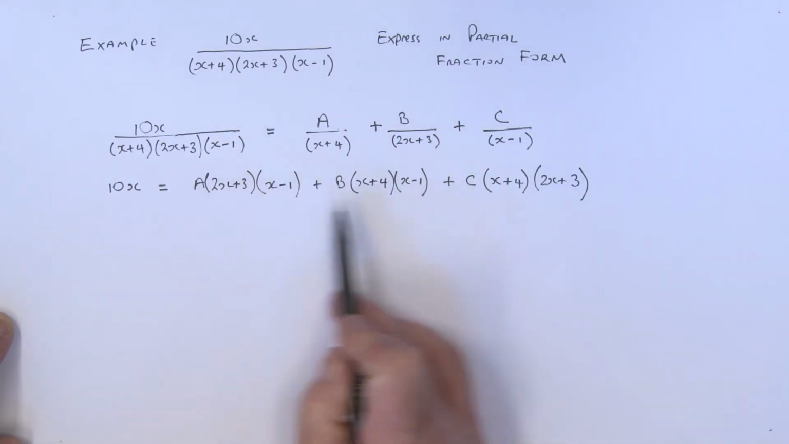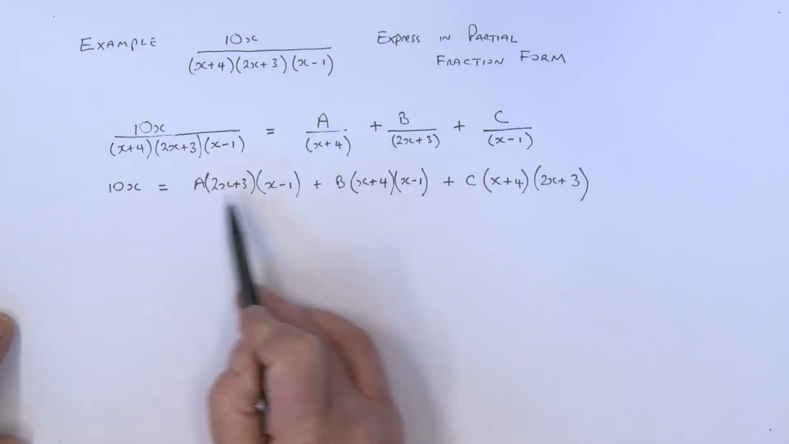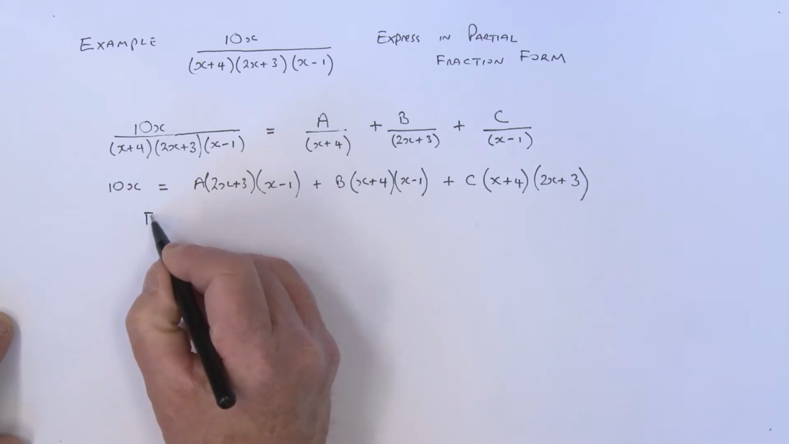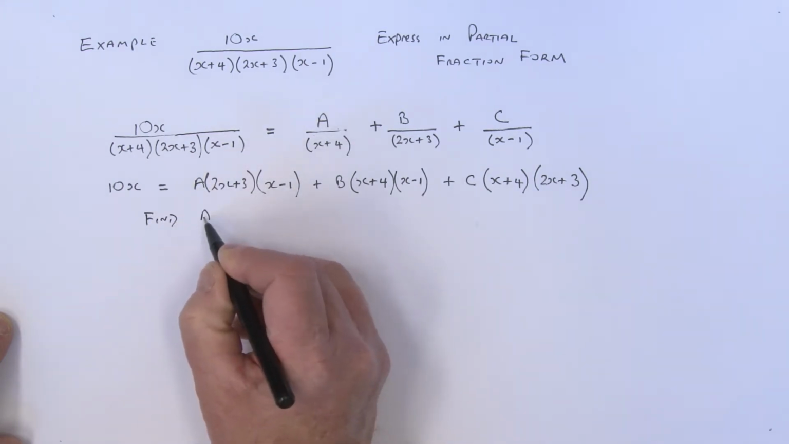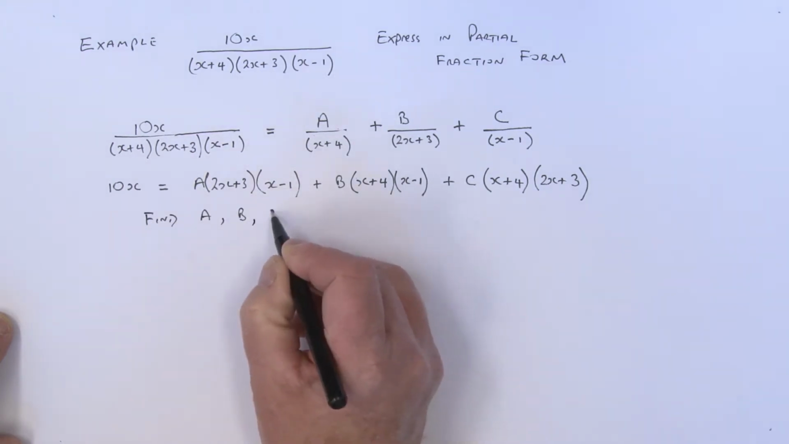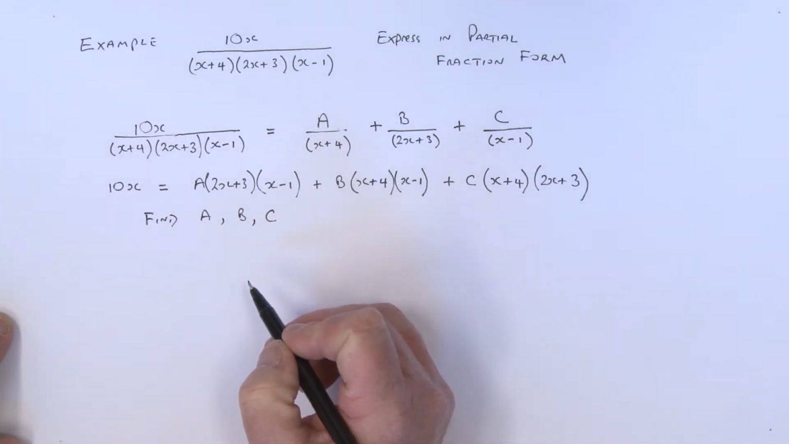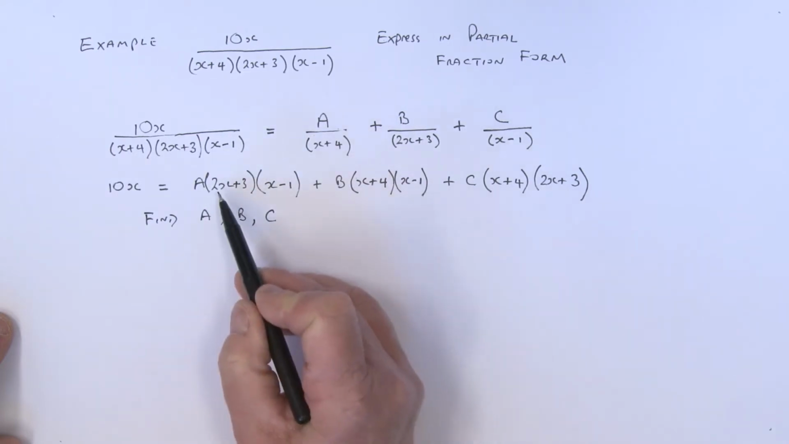Now we're in a position where we can start to think about how we find these constants. So that's our task, to find a, b, and c. How are we going to do this? Well, let's see if we can find a first.